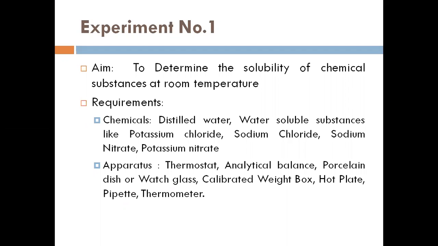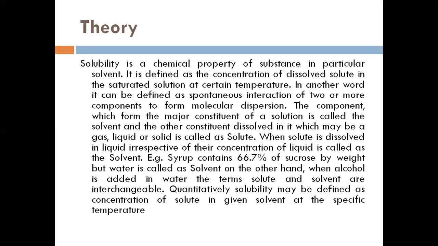Apparatus like thermostat, analytical balance, porcelain dish or watch glass, calibrated weight box, hot plate, pipette and thermometer. The theory behind this experiment is that solubility is a chemical property of a substance in a particular solvent. It is defined as the concentration of dissolved solute in the saturated solution at a certain temperature.